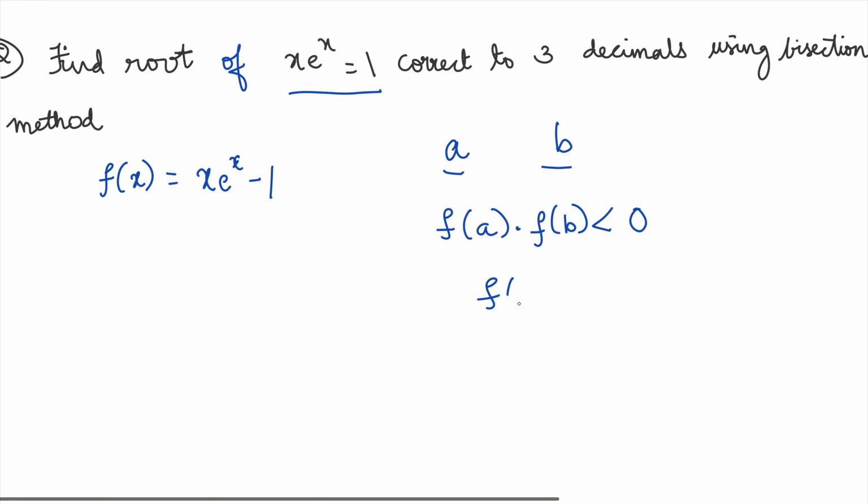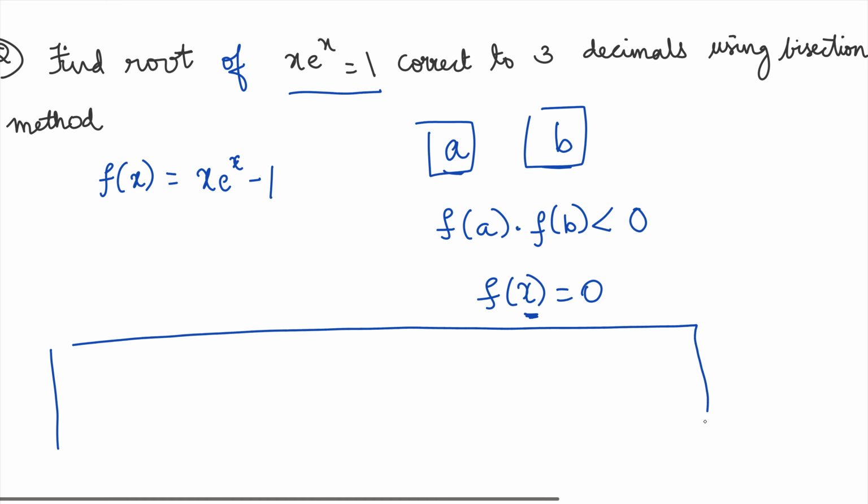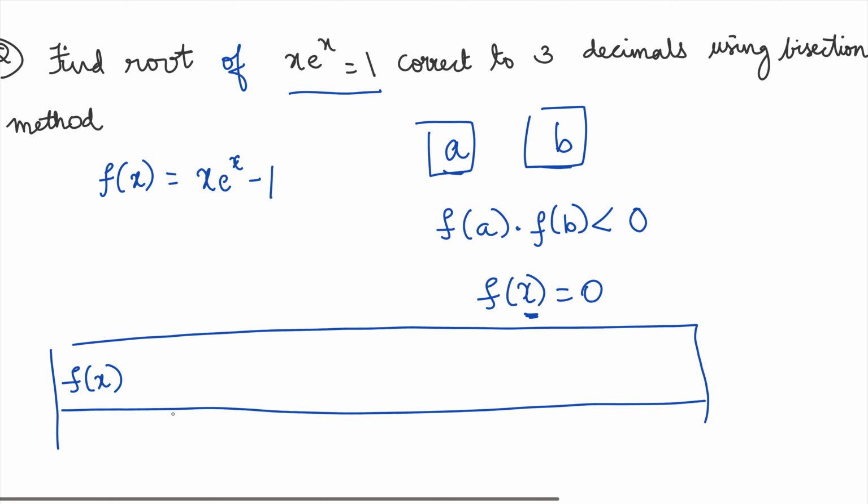If at all some number x has f of x equal to 0, x will be the root, correct? But we have to find two numbers a and b where f of a into f of b will be less than 0, and the root also lies between these two numbers. So let's try to find those. I'll just draw a table, and I'll have f of x here and x here.